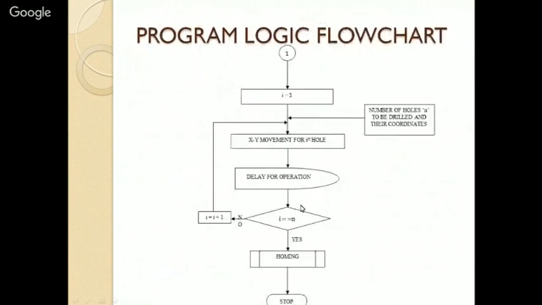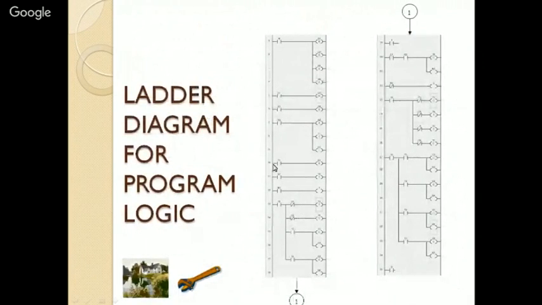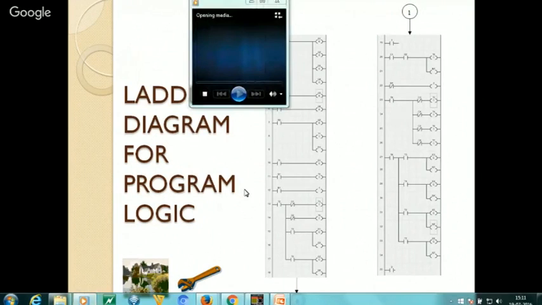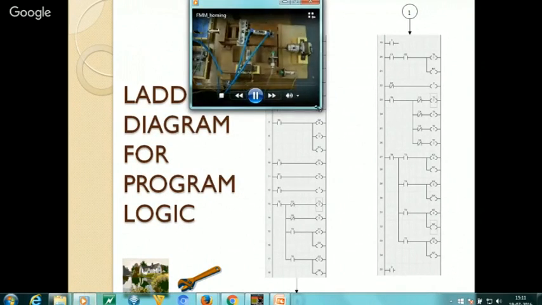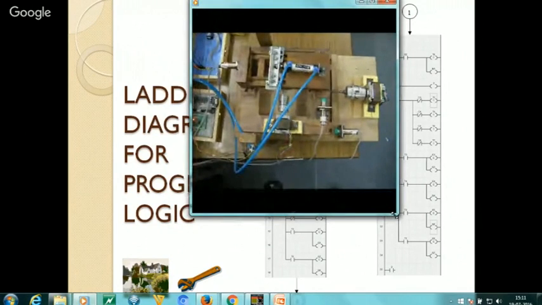So this is the flow chart, the various components used, and this is a ladder diagram. I think there are two videos also. One video is for homing. Homing is where X and Y will move to their 0, 0 position.